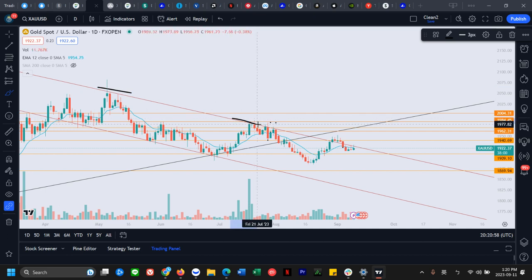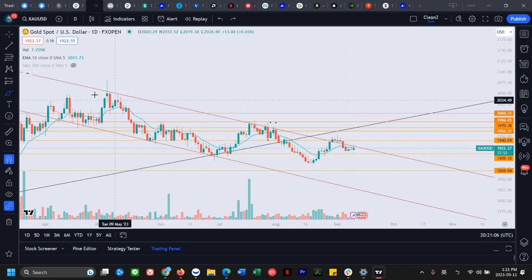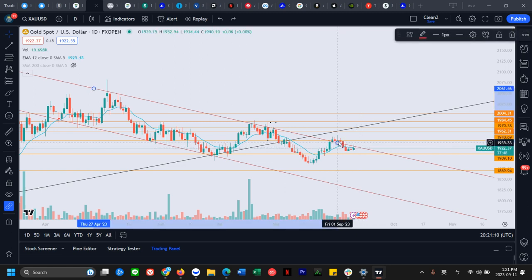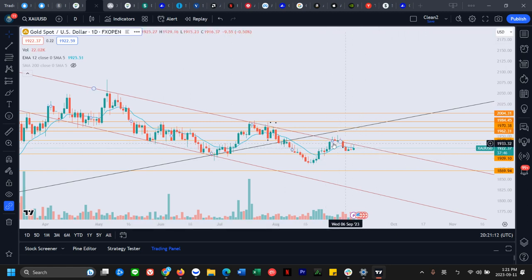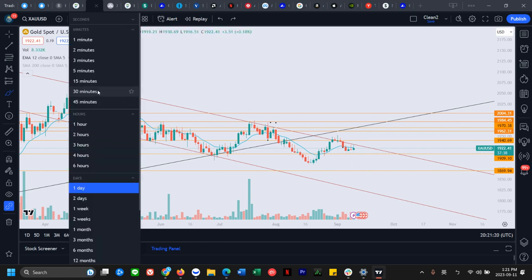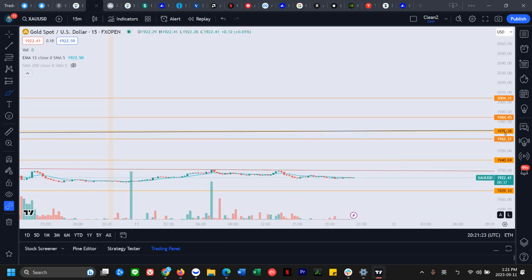Resistance very clear. See, we try to test it here like 6 times. Very clear. Reject here. Slightly went above it, but came back down. Easily, just adjust this line slightly a little bit higher, so it's still a rejection. And then we are testing again here. Also another rejection.